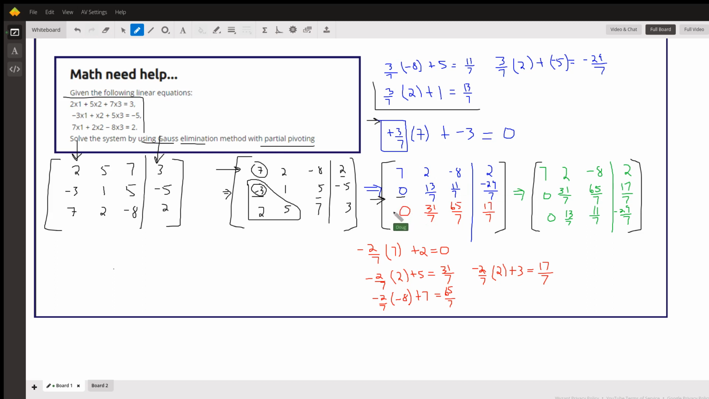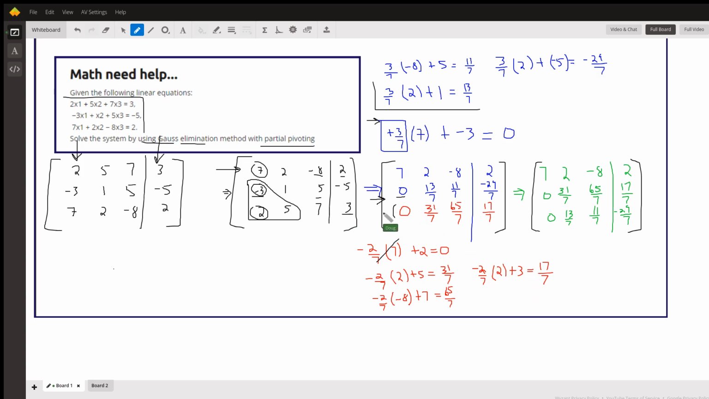And now we want to turn this element to 0. So think, well, 2 divided by 7 would be my multiplier, but take the opposite. So -2/7 times 7 added to 2 gives me a 0 because the 7's cancel out. So let's do the rest. -2/7 times 2 added to 5 is 31/7. -2/7 times this -8 added to 7 gives me 65/7. And finally, -2/7 times this 2 plus this 3 gives me 17/7.